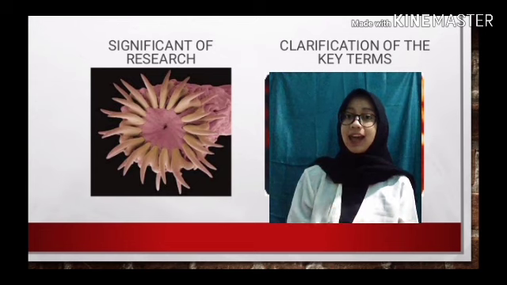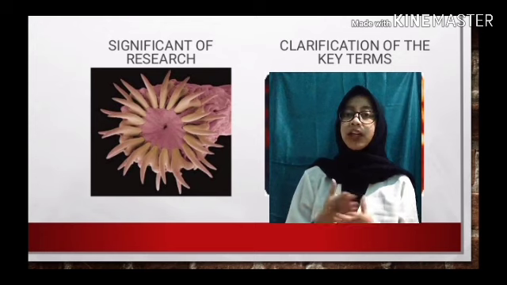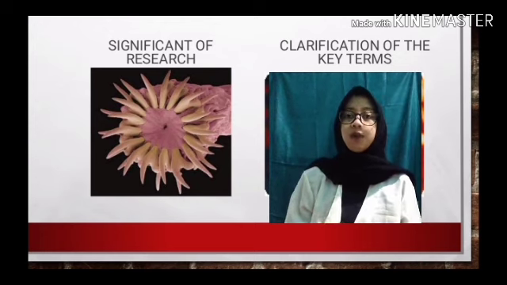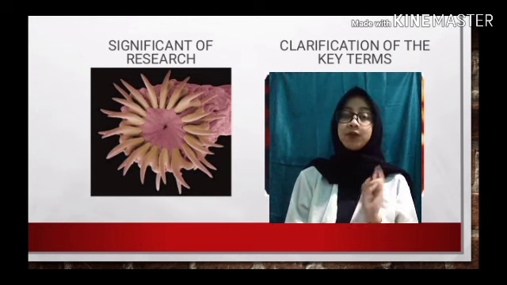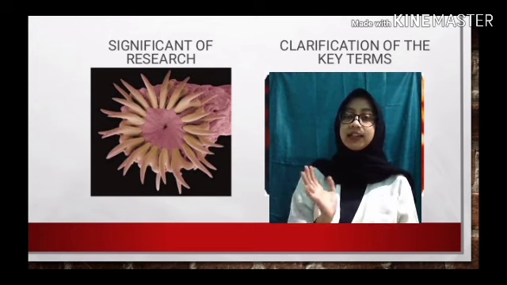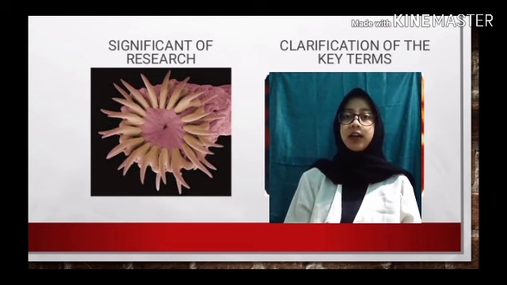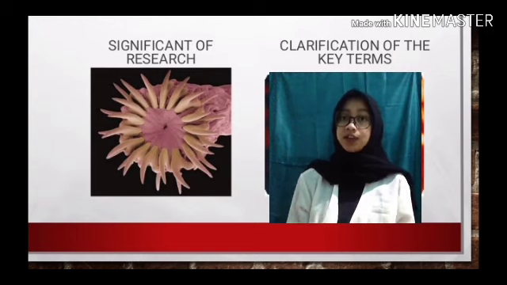Clarification of the key terms. Comparison of beet juice is the result of comparing the concentration of beet juice and aquadest: 1 to 1, 1 to 2, 1 to 3, 1 to 4, and 1 to 5. Examination of intestinal nematode worm eggs looks at the shape and color of worm eggs in preparations that use beet juice with variation in concentration.